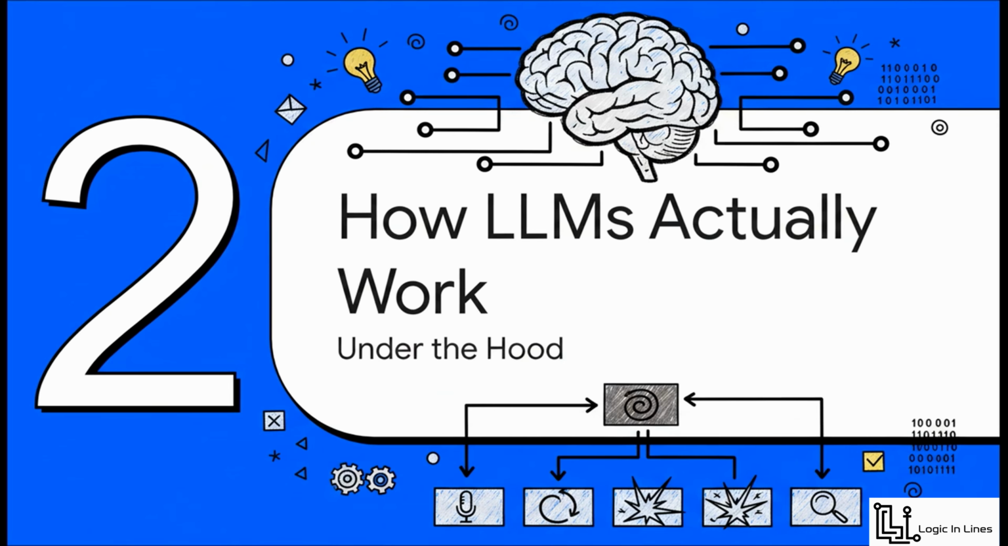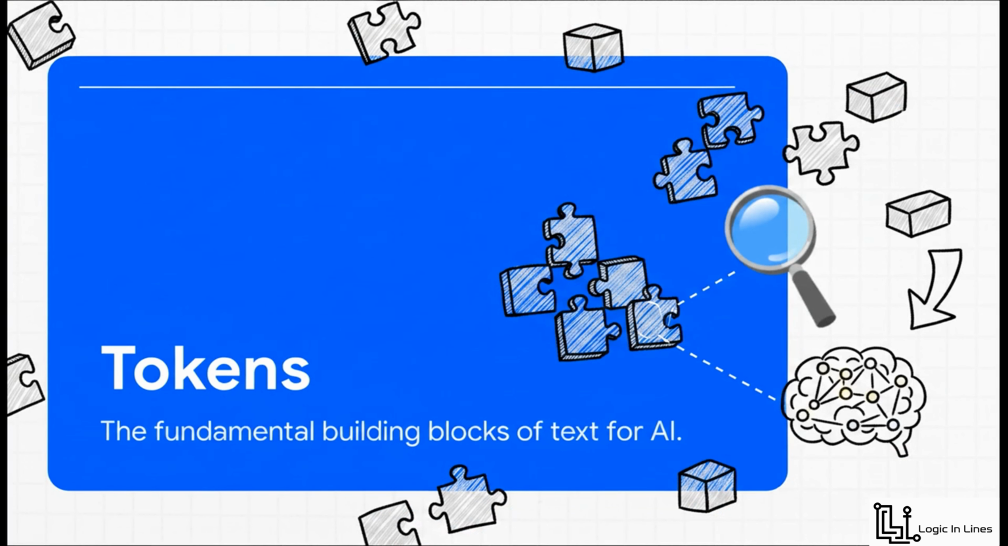Moving on to Section 2, how LLMs actually work. Let's zoom in a little closer and check out the engines powering today's generative tools. First up, we need to talk about tokens. You see, when you type a sentence into an AI, it doesn't actually read words the way you and I do. It breaks your text down into tokens.